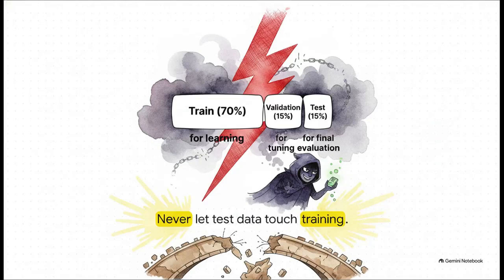Take a look at this split, typically 70-15-15. The biggest takeaway here? Preventing data leakage. It's the silent killer of model accuracy. You must never, ever let your final test data touch your training data. Because if you do, your model basically just memorizes the answers, cheats on the test, and will fail spectacularly when you put it in production.